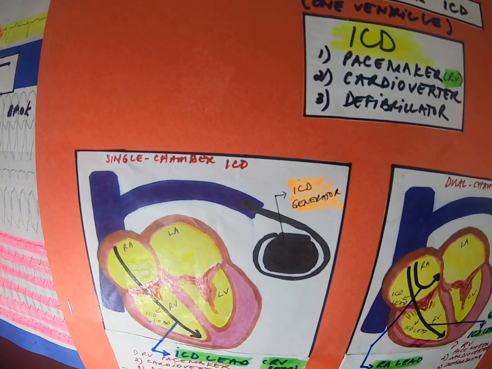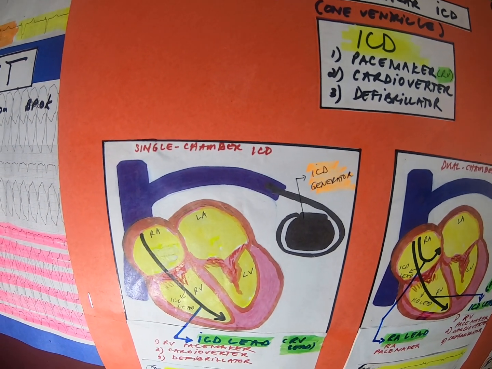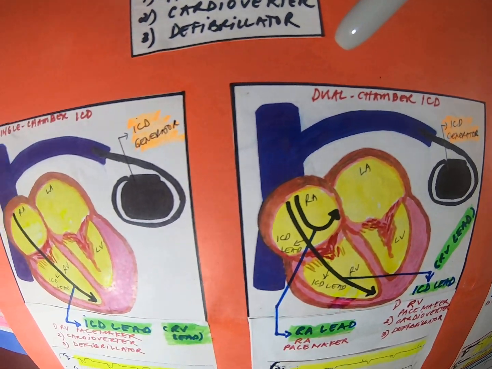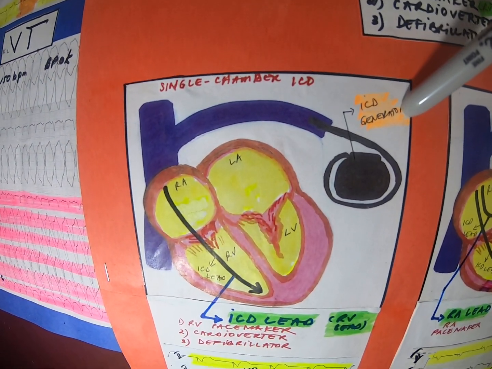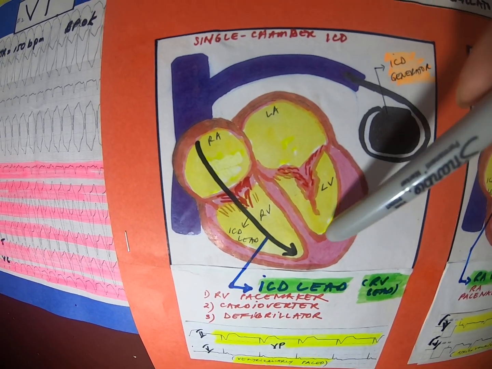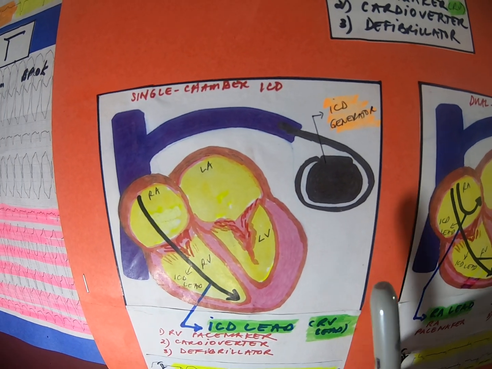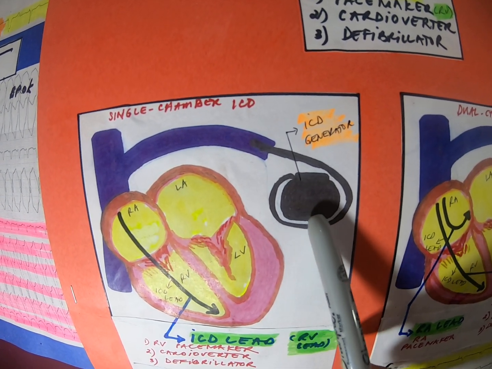Okay, so we have two drawings in here. We have a single chamber ICD and a dual chamber ICD. A single chamber ICD has one lead, and this one has two leads. Okay, so this is the ICD generator.